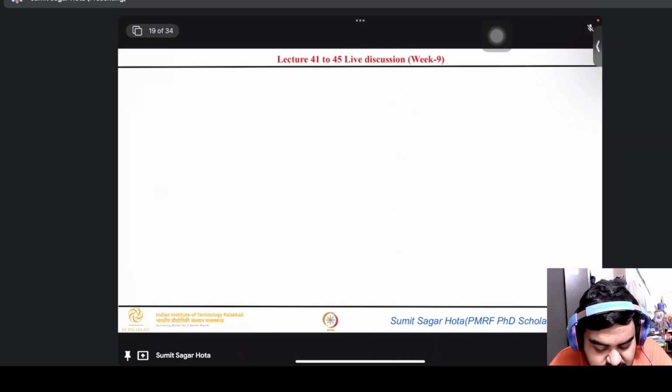Okay, so for this question we have to first of all write down the given and you have to draw the velocity triangle.